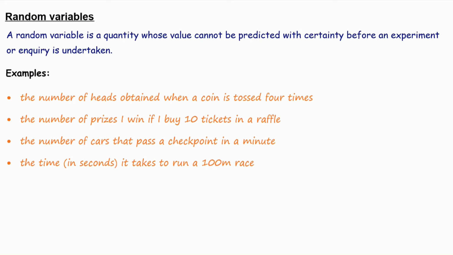For example, the number of heads obtained when a coin is tossed 4 times, the number of prizes I win if I buy 10 tickets in a raffle, the number of cars that pass a checkpoint in a minute, the time in seconds it takes to run a 100-meter race.